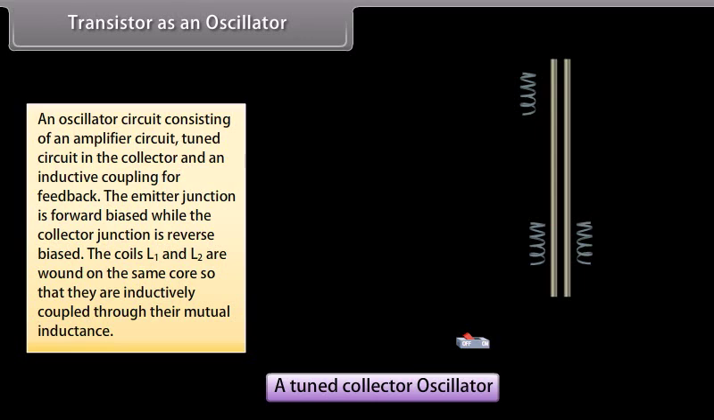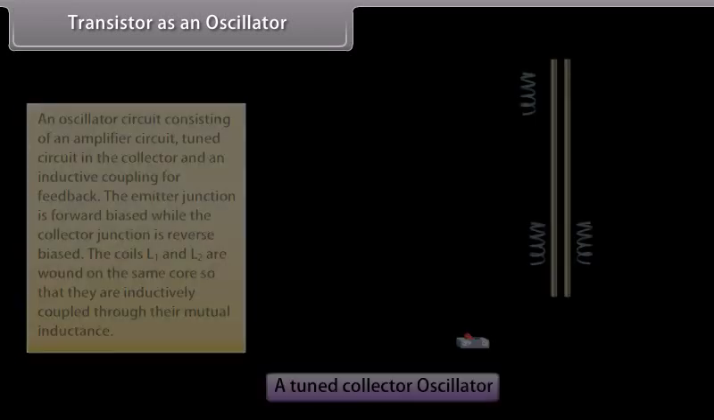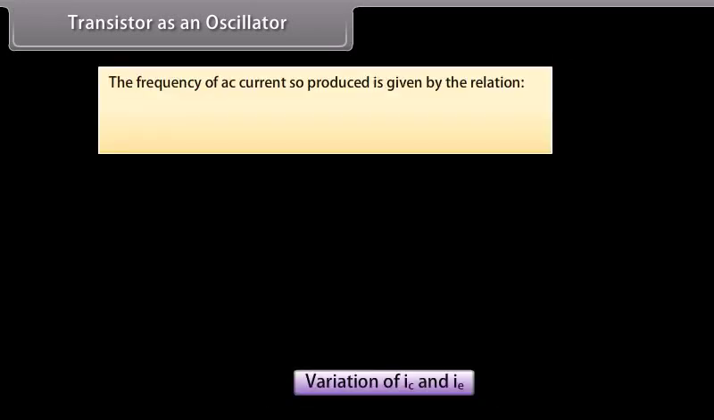On pressing the key, collector current suddenly starts flowing through L1. Consequently, a voltage is induced in coil L, which charges the capacitor C with such a polarity as to support the forward bias of base emitter circuit. On reaching saturation, collector current stops varying, hence induced EMF in coil L vanishes. The frequency of AC current so produced is given by the relation f equals 1 upon 2π multiplied by 1 upon under root LC.